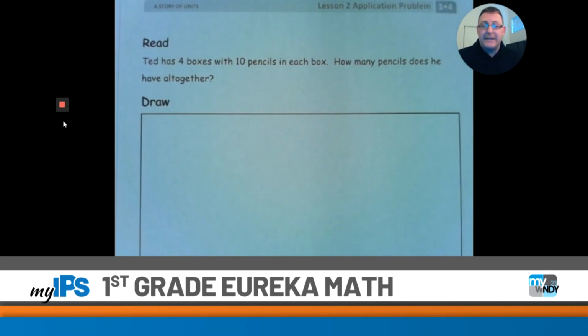Let's read today's problem all together. Read with me. Ted has 4 boxes with 10 pencils in each box. How many pencils does he have all together? Let's read that first part again to help us make sense of Ted's problem. Ted has 4 boxes. Let's pause there and think. What might we draw? Think. I'm picturing 4 boxes. Watch me as I draw.